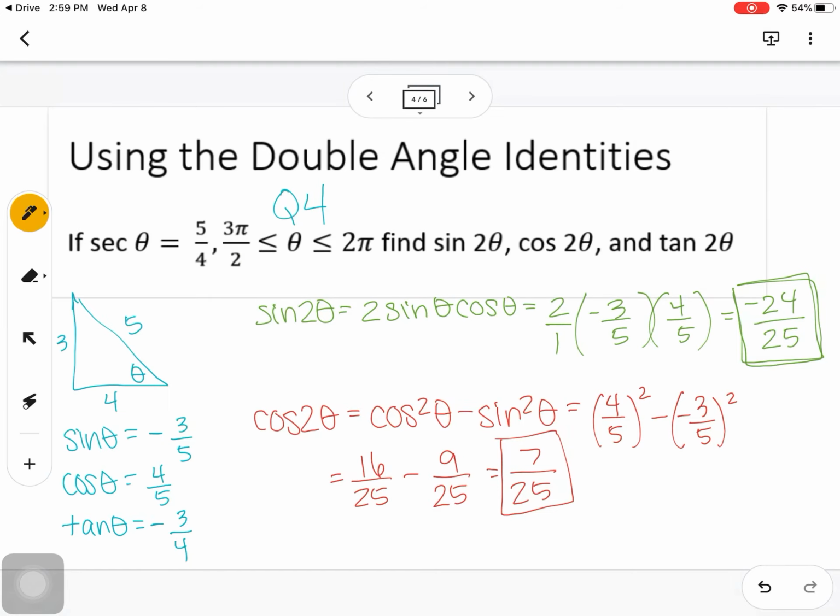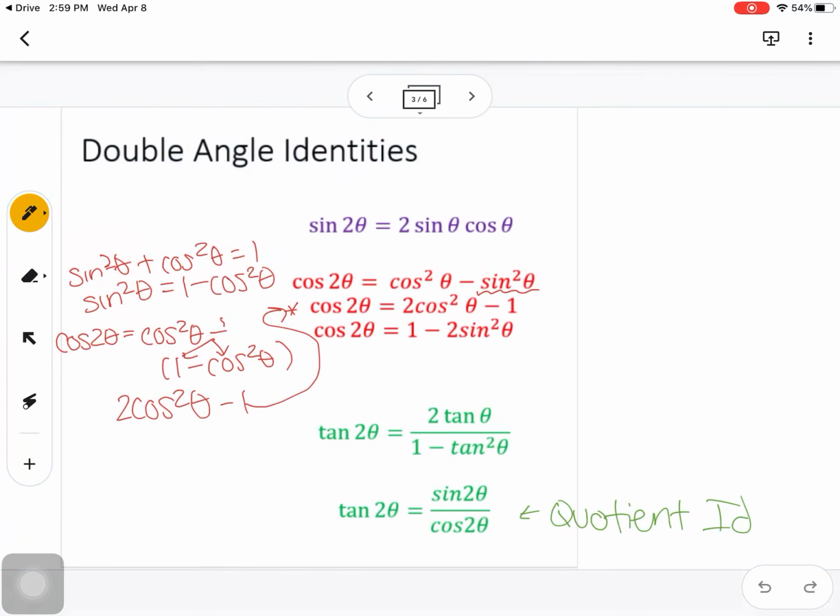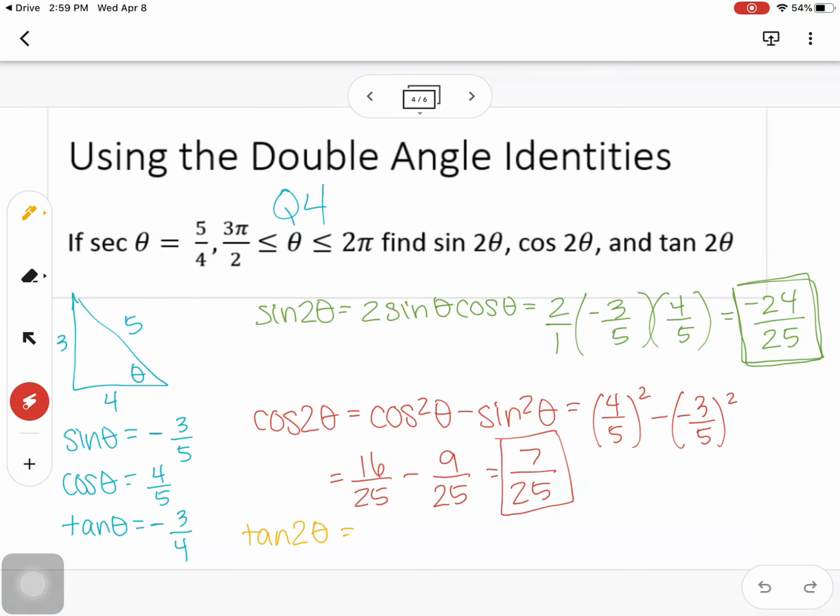Last but not least, you do have 2 options for your tangent one, just like we technically did with cosine. And what I want to point out, we currently already know sine and cosine, so doing our quotient is actually going to be the easier option. You can do this as well, but there's just a little more actual math embedded, and I already did the work of getting sine and cosine, so I might as well let that benefit me. So when we do this, sine is negative 24 over 25, cosine is 7 over 25, and then I'm going to multiply by my LCD, and you get negative 24 over 7. And that is done.